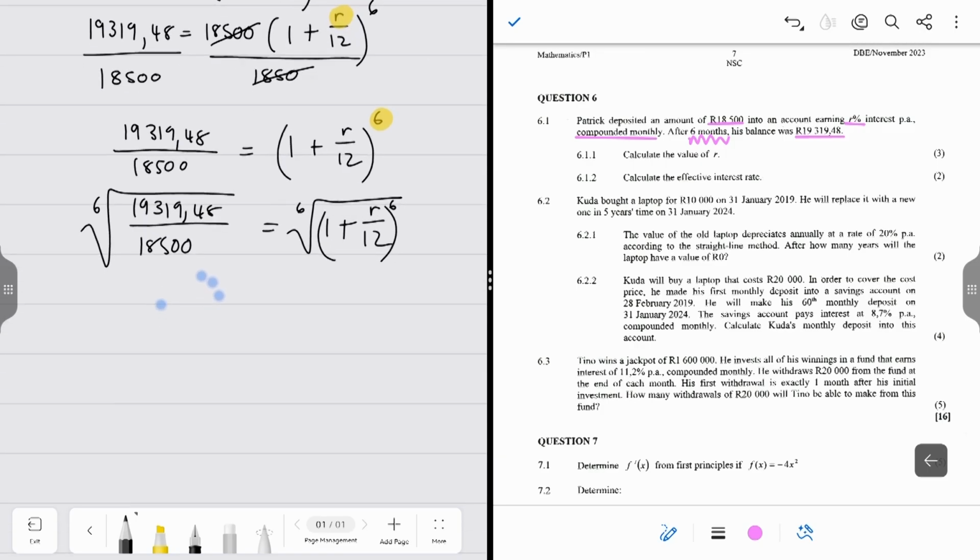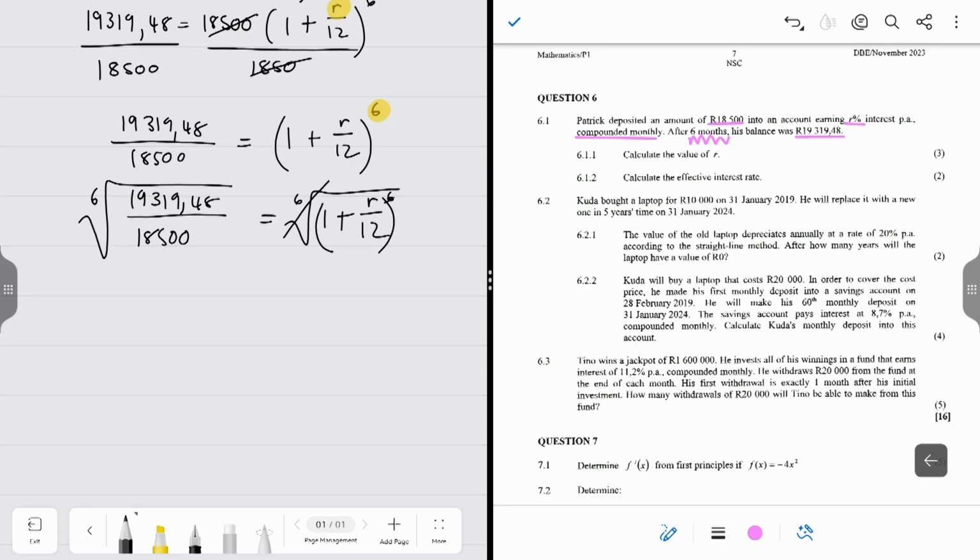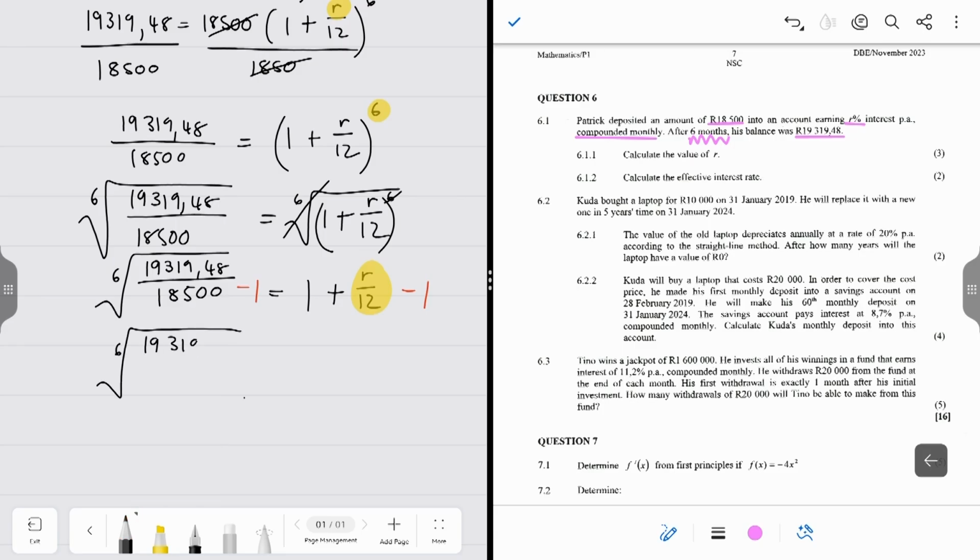Okay, and what is going to happen is the 6th root is going to cancel that exponent that is raised to the 6 over there. And we now have just 1 plus R over 12 on its own on the right-hand side. And on the left-hand side, we have the 6th root of 19,319.48 divided by 18,500. And we are going to try to get this term on its own. So I'm going to subtract 1 on both sides. And that gives us what is left on our left-hand side.